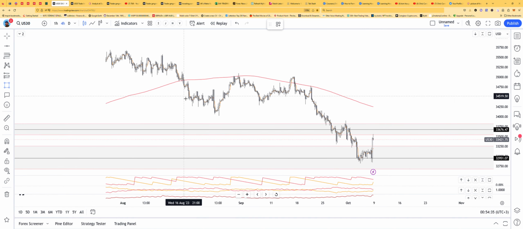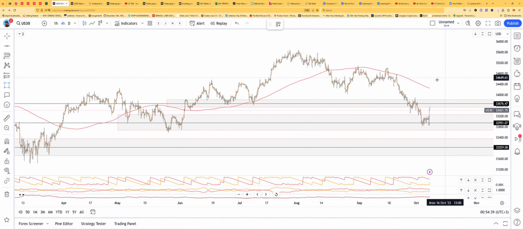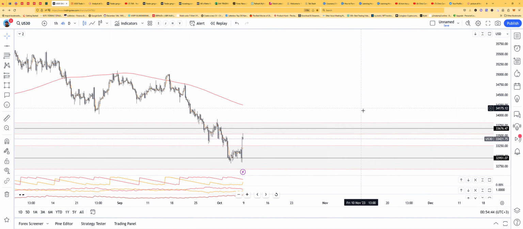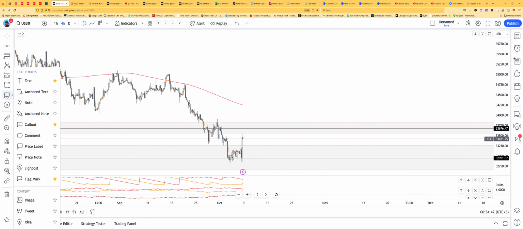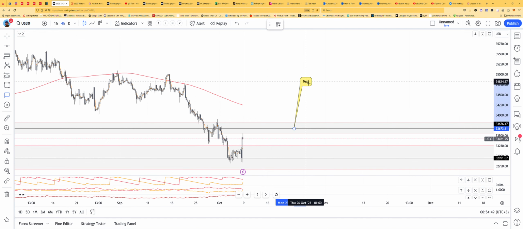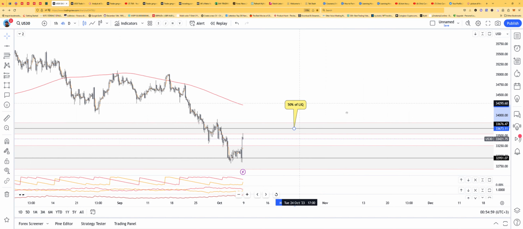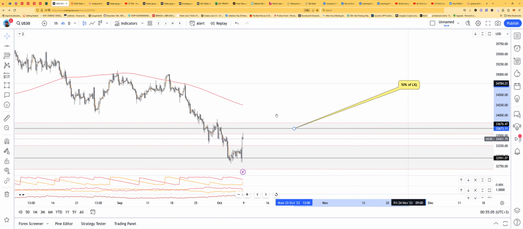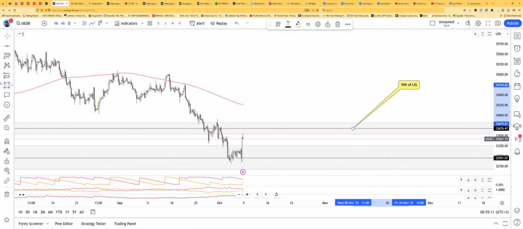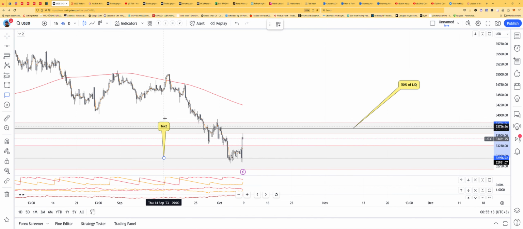And alright. This is 50% of liquidity. This is the 50% of liquidity area right here. This will be right here. And this is another 50% of liquidity area right here.